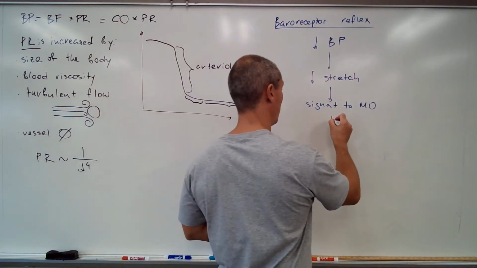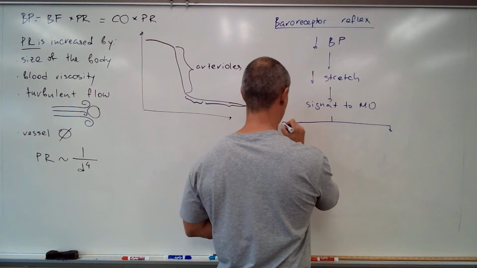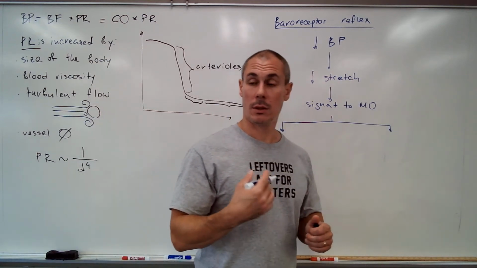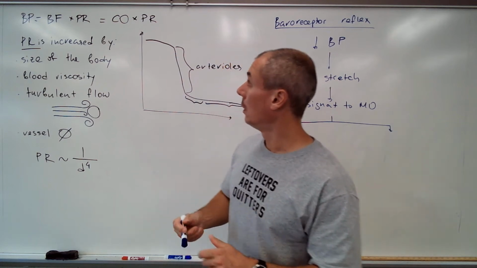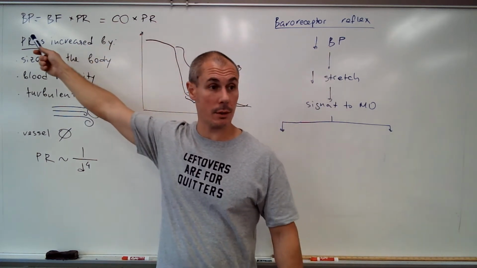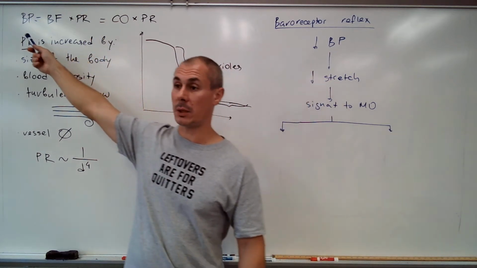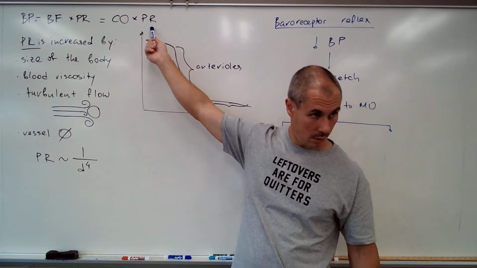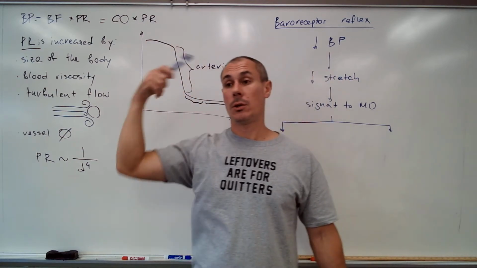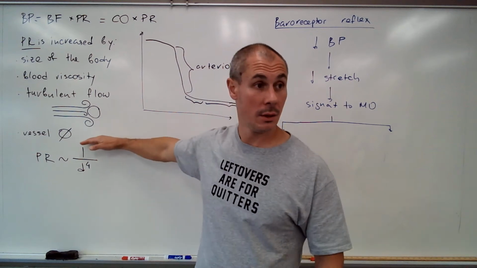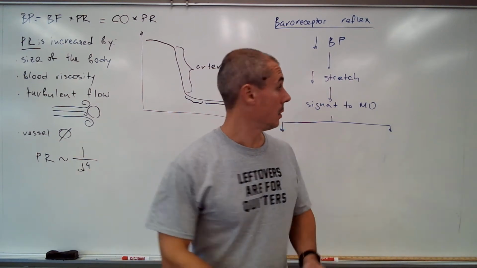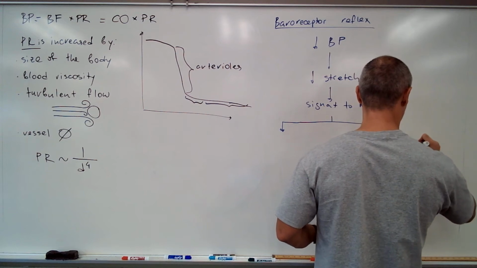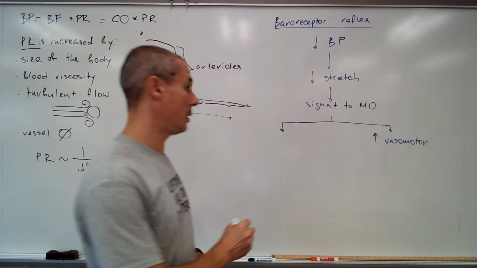Now, what are two ways that you can change blood pressure? Look at the formula. How can you increase blood pressure? Increase cardiac output or increase peripheral resistance. Does that make sense? So how do you quickly increase peripheral resistance? Vasoconstriction. So the signal stimulates the vasomotor center, and this is the sympathetic response.